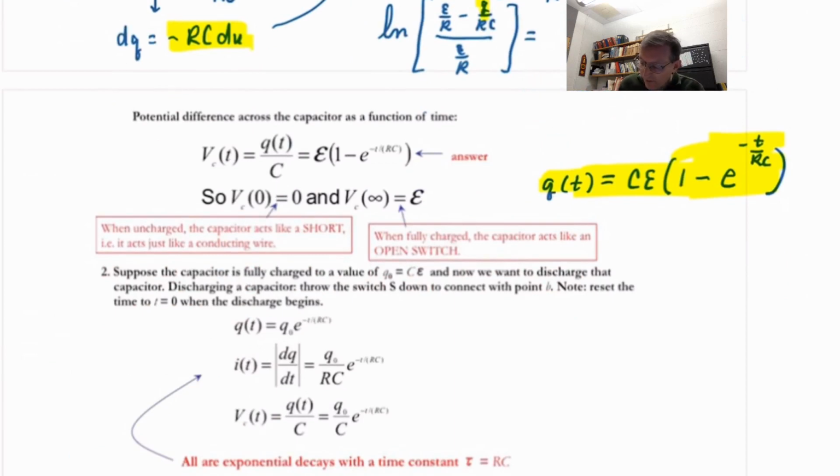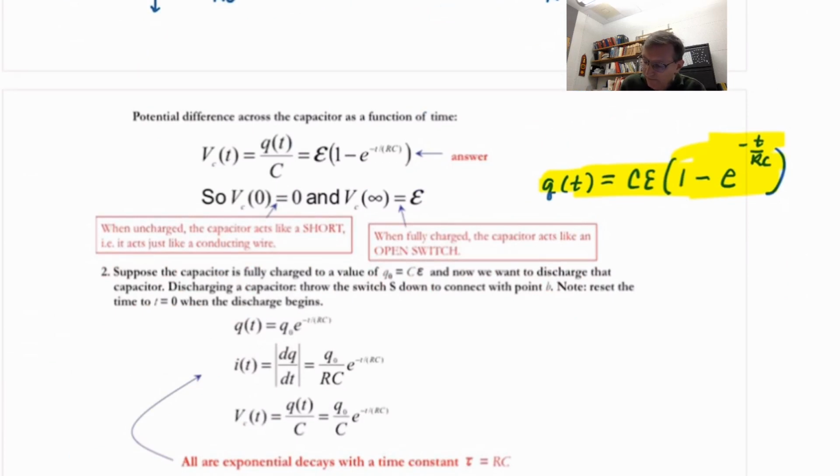Let me clear some of the stuff away so we don't have this distraction here. Okay. What is the potential difference across the capacitor as a function of time? V capacitor. Take the charge on the capacitor divided by C. Q equals VC. Here's the formula right over here to the right for the charge. C times the EMF times 1 minus the exponential minus t over RC. So divide that by C. The C's just cancel out, and you get this formula. EMF times 1 minus e to the minus t over RC.